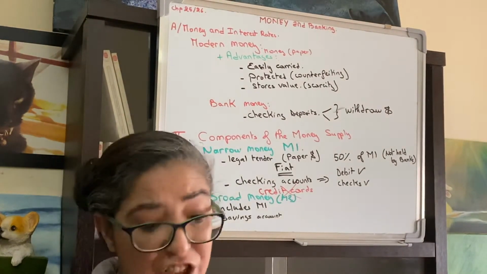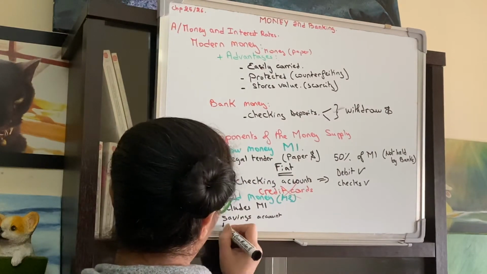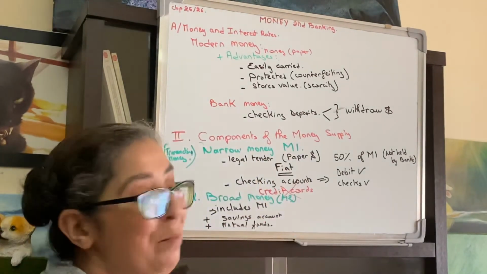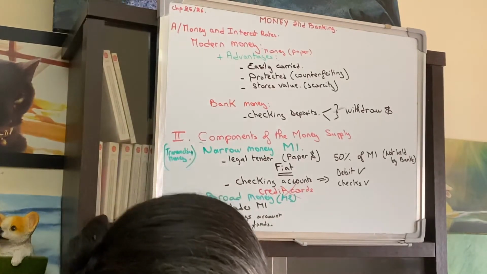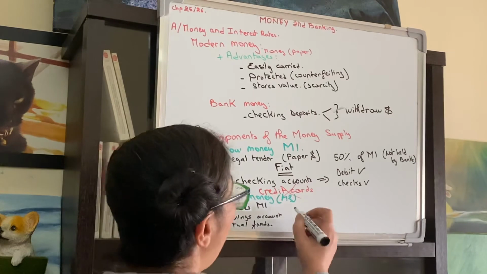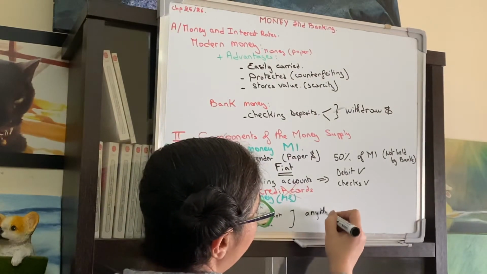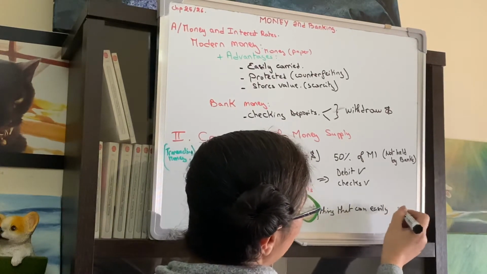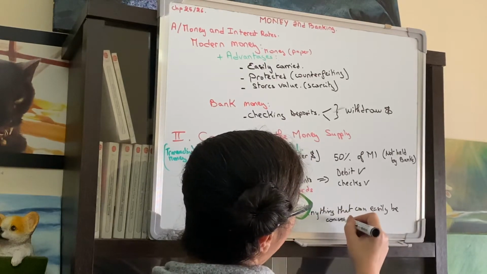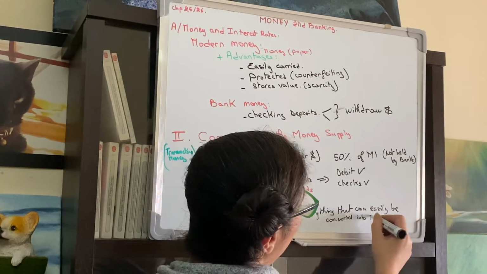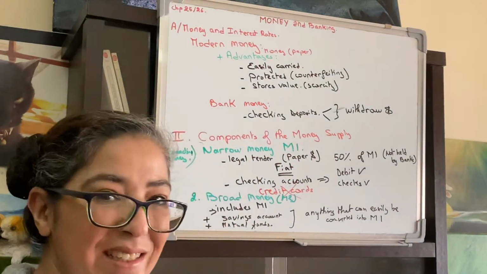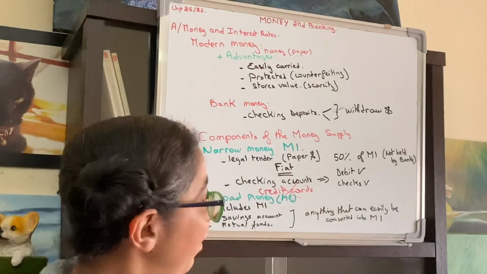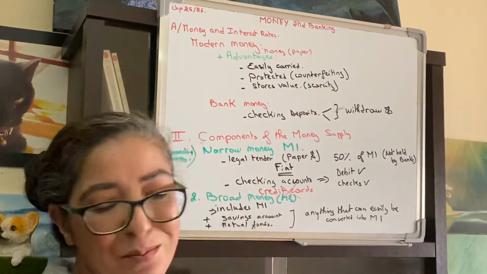And similar assets such as mutual funds. I'm sorry, I'm writing because usually I prepare before, but I don't have enough space. Such assets can be easily converted into money. So anything that can easily be converted into M1 means it's part of M2.